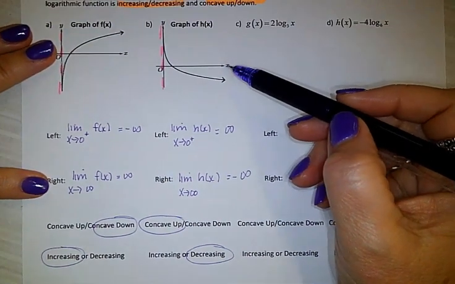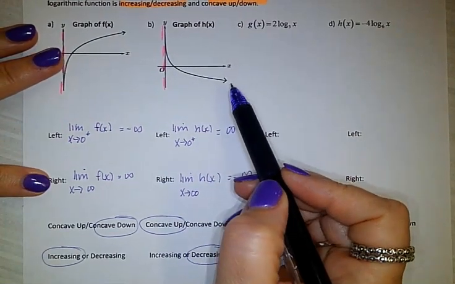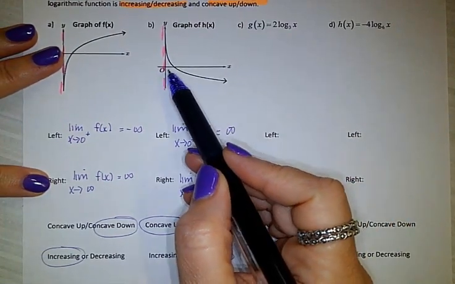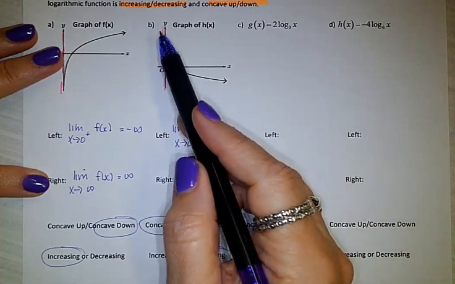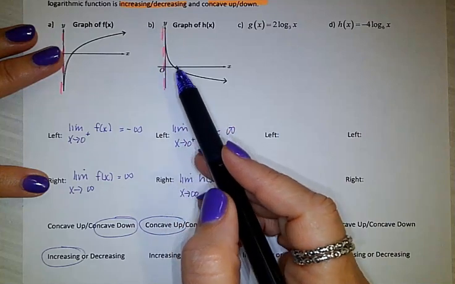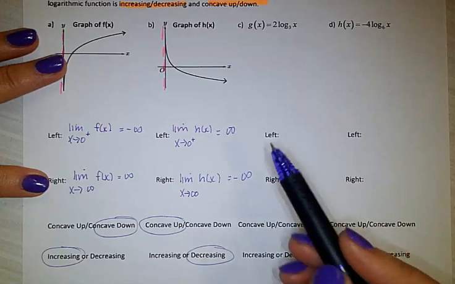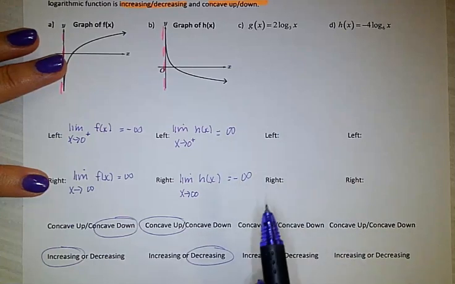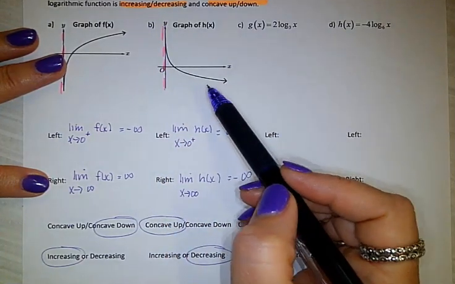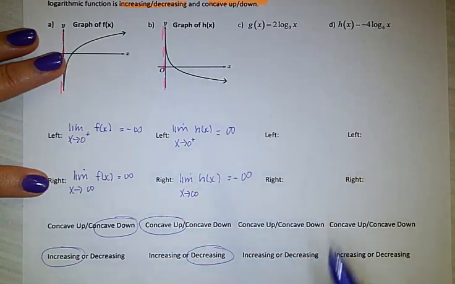All right, so now let's look at h of x. So we have that vertical asymptote, the graph is going this way. So as the limit as x approaches 0 from the right, the y value is going to infinity. The limit as x approaches positive infinity, moving out this way, then the y values are going to negative infinity. So this is concave up, and this is a decreasing function because as the x's get bigger, the y values get smaller.